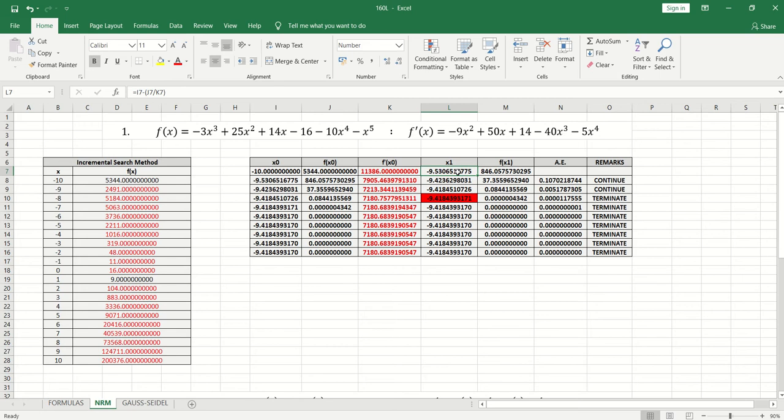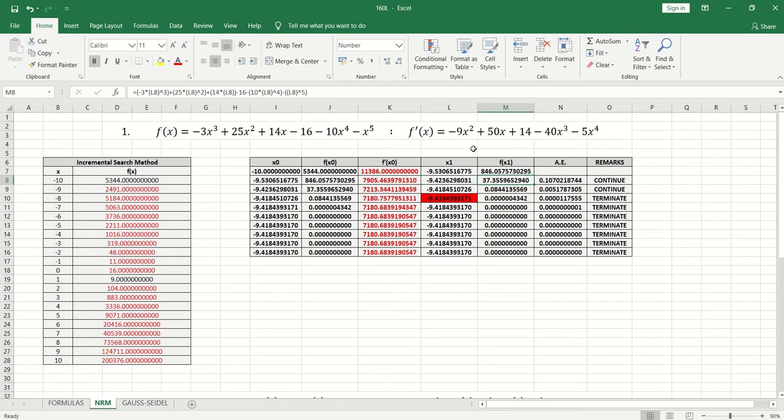So for the function with respect to x1, using this negative 9.53065167775 in this equation, we'll get this value. This x1 will be transferred here to the x sub 0, the x new. And then the process repeats again, and we can obtain a new value of x1 and a new value of f of x1.